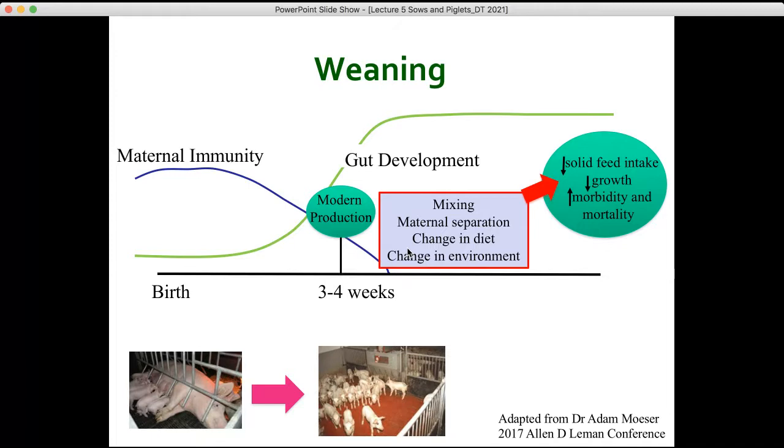So often the period immediately after weaning is associated with a low solid feed intake, reduced growth, and an increase in morbidity and mortality. So this picture just represents down here, going from on the sow into our weaner accommodation.